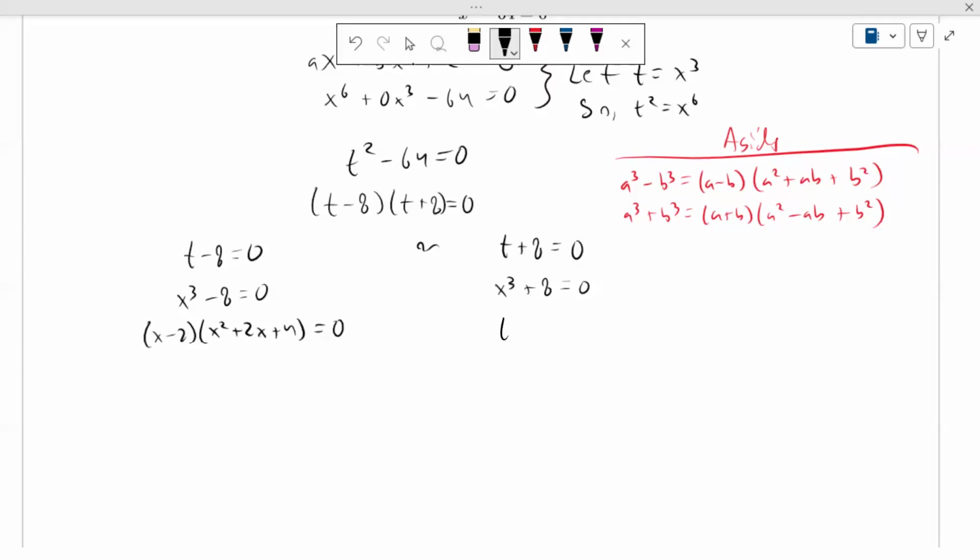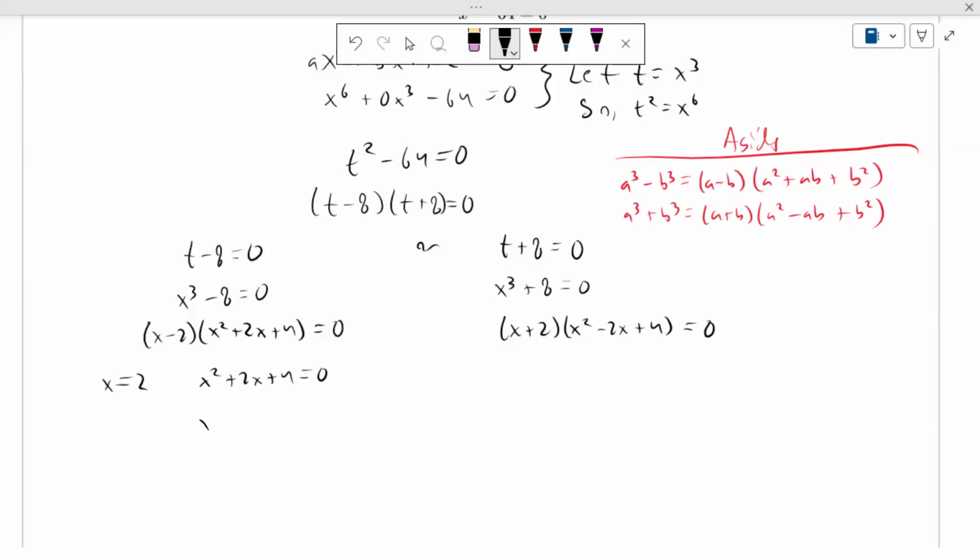This one over here, very similarly, it's going to be x plus 2 instead, times x squared minus 2x plus 4 is equal to 0. All right, and then now we got to solve this. So we get x equals 2 is one of our solutions, but we also get x squared plus 2x plus 4 equals 0. And so we got to solve that using the quadratic formula because these are going to give us complex roots in this case.